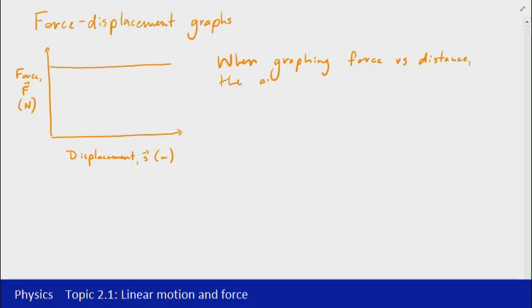So the area under the curve is going to be another quantity that we can actually relate to. And that area under the curve represents the work done or energy gained, and we're going to make the assumption here as well that the force is acting in the direction of the displacement, so that everything is in the same direction there.